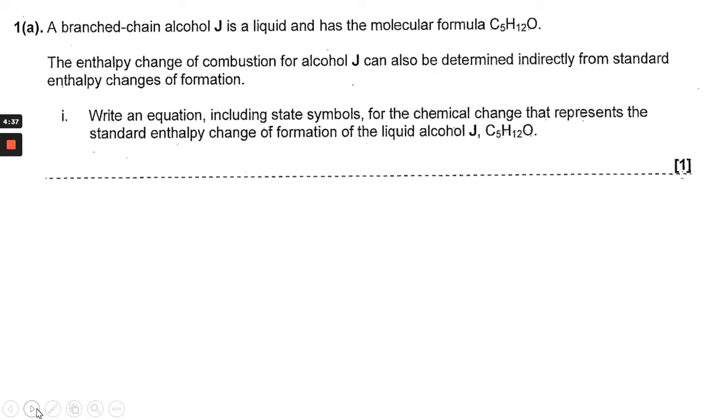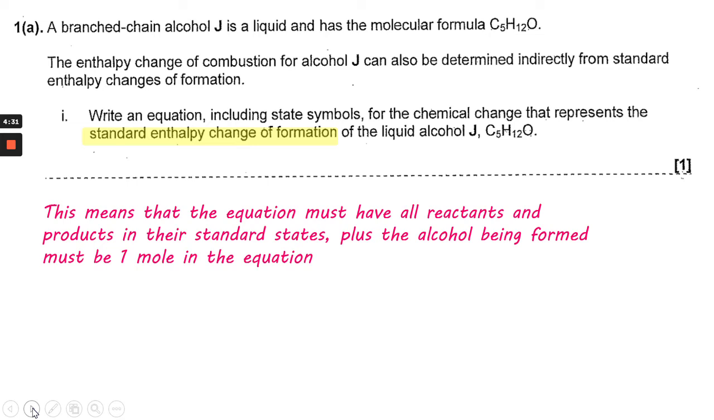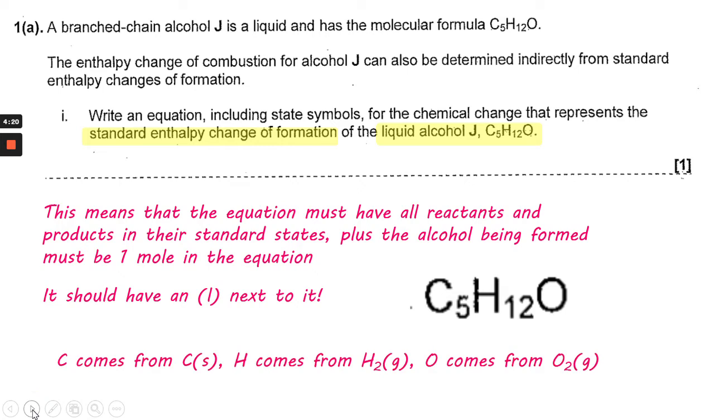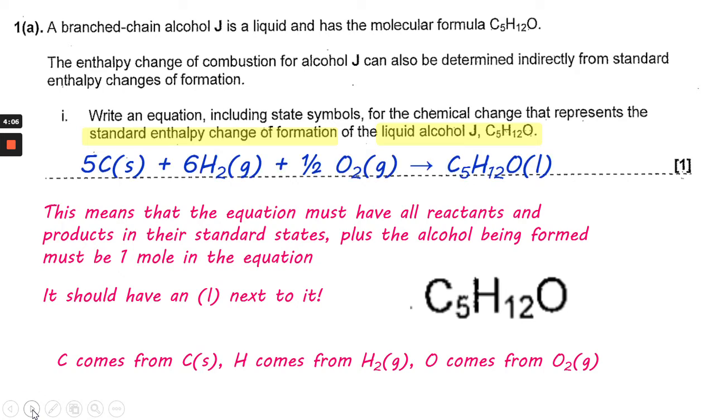Now to do this you need to understand the definition of standard enthalpy change of formation. So this means the equation must have all reactants and products in their standard states, plus the alcohol being formed must be 1 mole in the equation. It needs to be in liquid form obviously, and to work out the number of carbons and hydrogens and oxygens you need to think about the actual elements in their standard states and how they're formed. So carbon is a solid, hydrogen comes from hydrogen gas, oxygen comes from oxygen gas. So you can construct an equation quite easily by using C, H2 and O2, so it all adds up to C5H12O, and that gives us a mark.